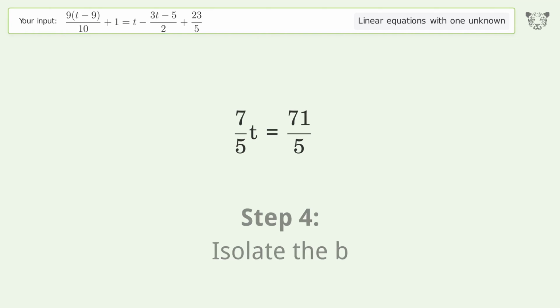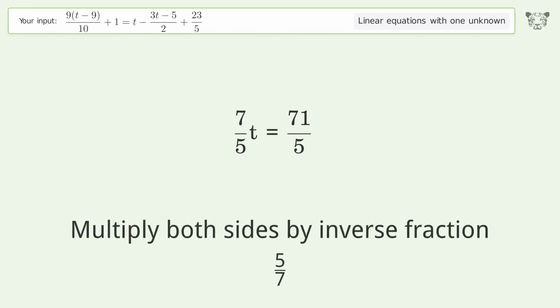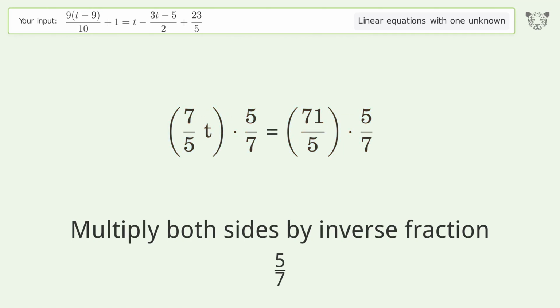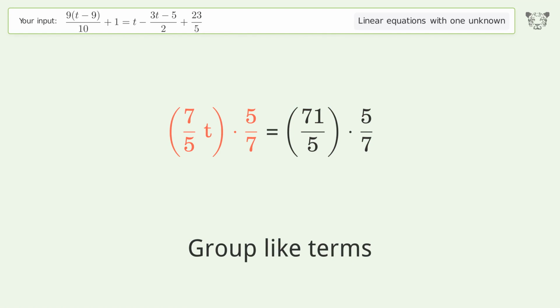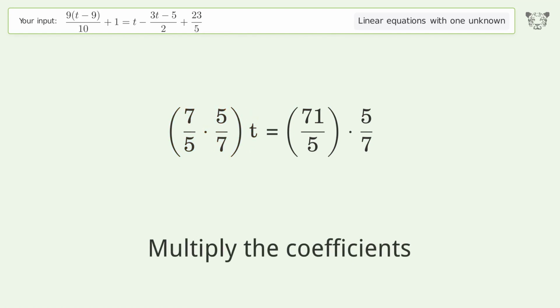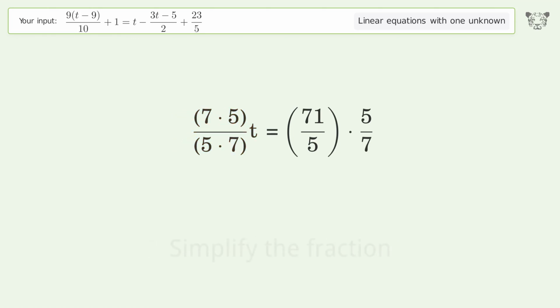Isolate the b. Multiply both sides by the inverse fraction 5/7. Group like terms. Multiply the coefficients. Simplify the fraction.